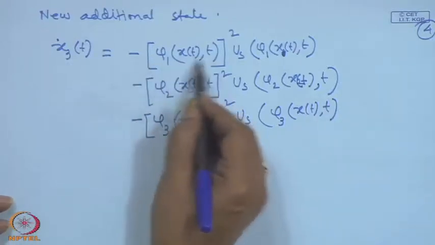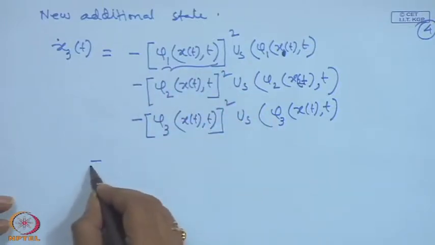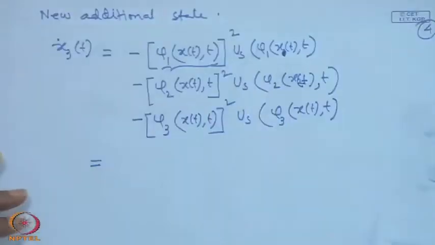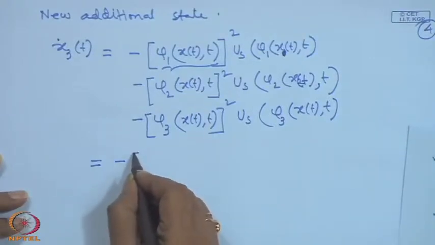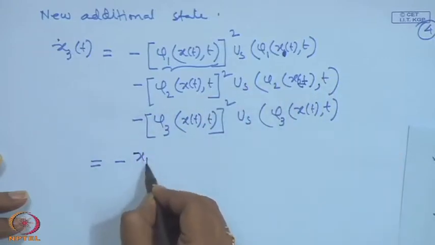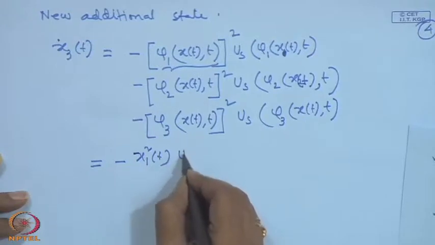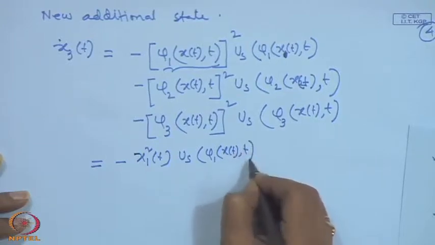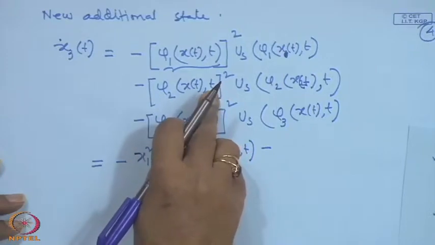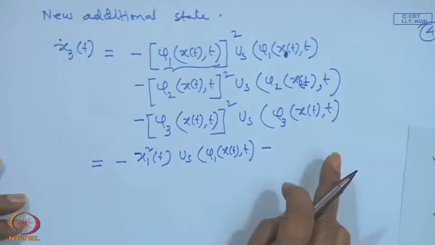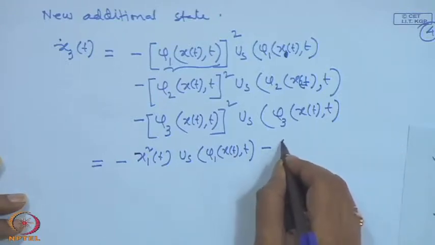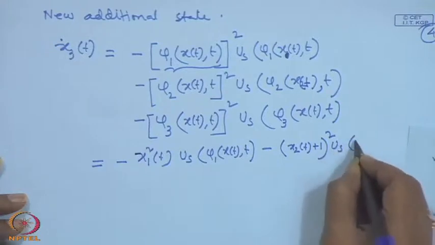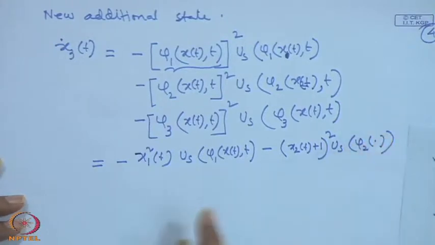So you know already the value of psi 1 of x; just now we have calculated psi 1 of x is minus x 1 t. So psi 1 is minus x 1 t, so minus x 1 t square, that means x 1 square of t into u s psi 1 x t of t. The next, psi 2, is nothing but minus x 2 minus 1. So it will ultimately be square: x 2 of t plus 1 whole square u s psi 2 function of x comma t.